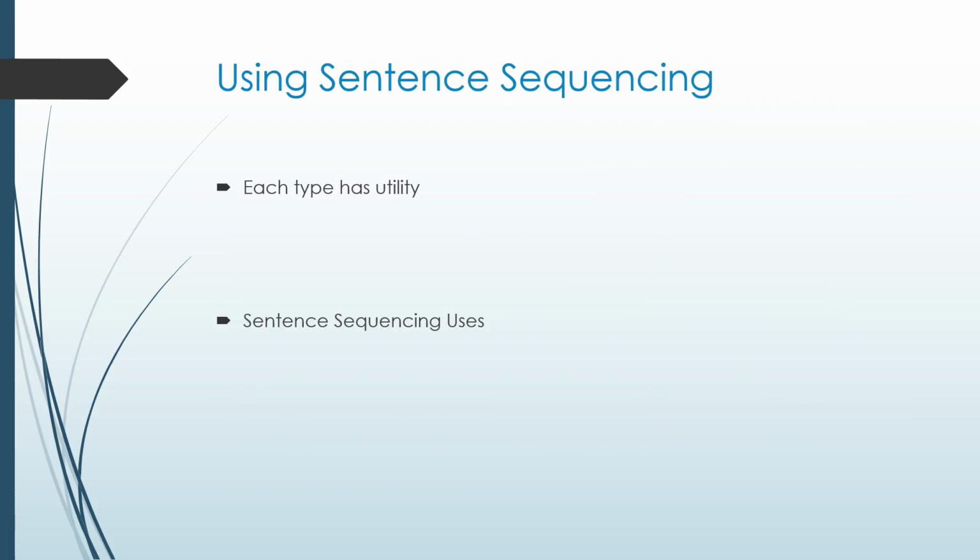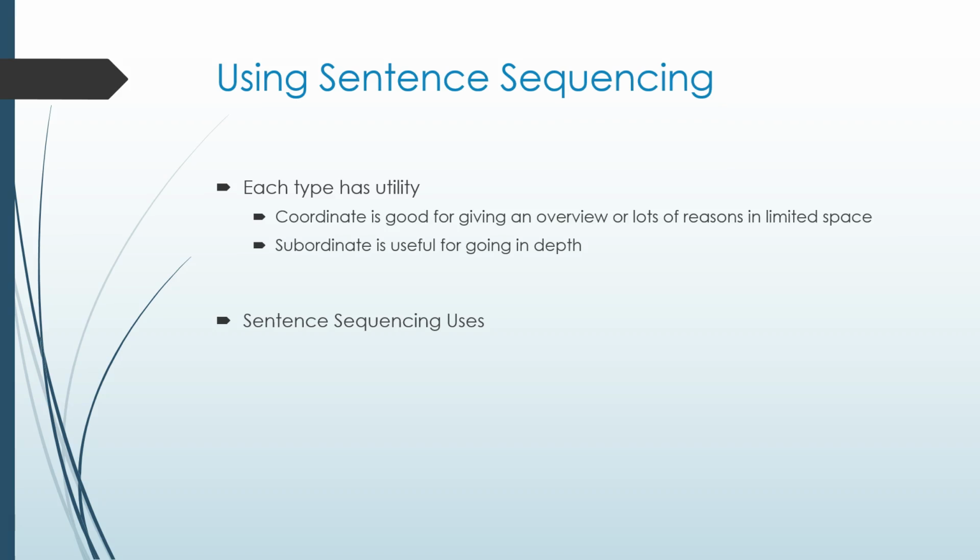As I said, although mixed tends to be the most common and useful, each of the sentence sequence types has its uses. Coordinate is good for giving an overview or lots of reasons in a limited space. Subordinate is useful for going in depth, and mixed is useful for giving some details about a few reasons, often the most useful type. So you might be wondering, how exactly can I use this new tool?